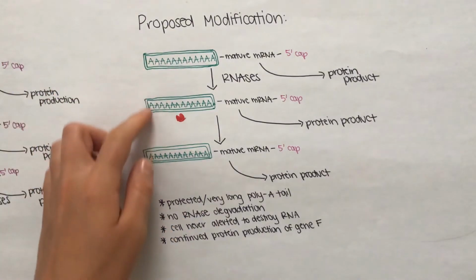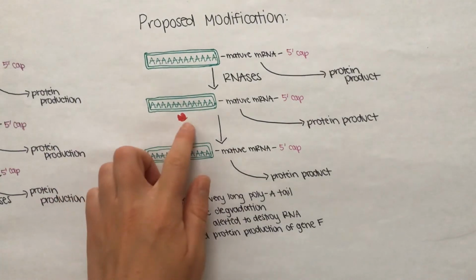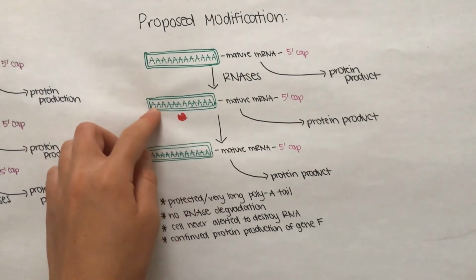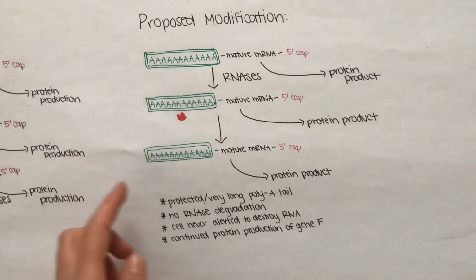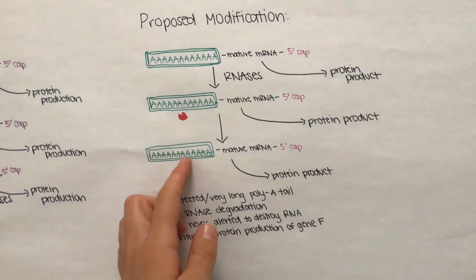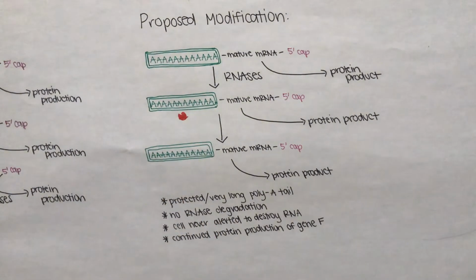So there is a protected poly-A tail, and RNase is not able to access the poly-A tail and begin to break it down. Therefore, the poly-A tail never reaches the critical length that notifies the cell to destroy the RNA, and there is continued protein production of gene F through translation.